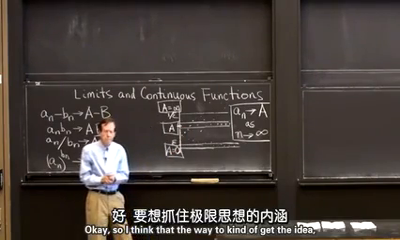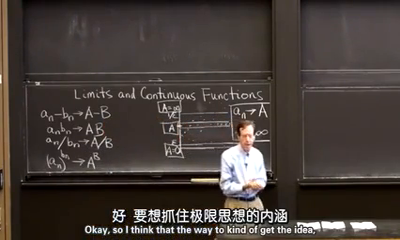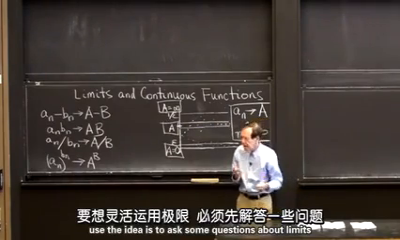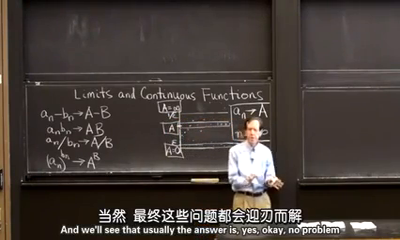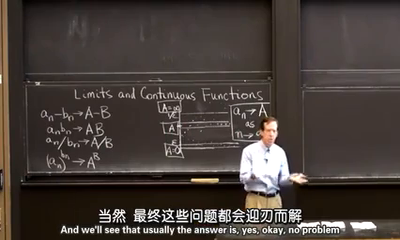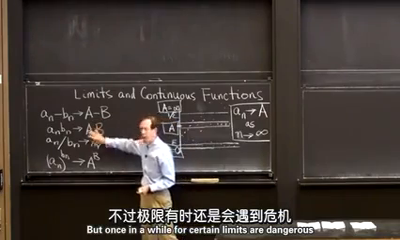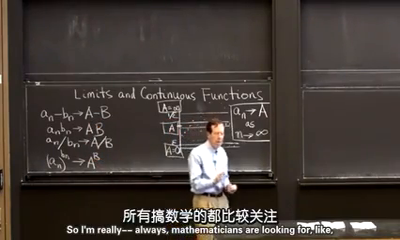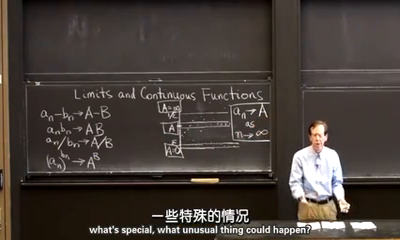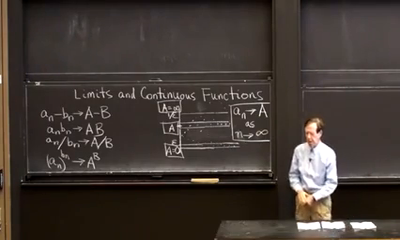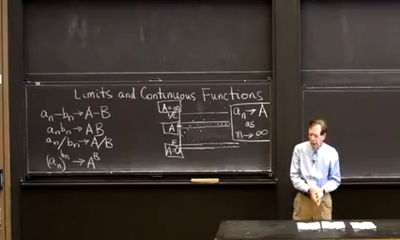Okay, so I think that the way to get the idea, use the idea, is to ask some questions about limits. And we'll see that usually the answer is yes, okay, no problem. But once in a while, certain limits are dangerous. So mathematicians are always looking for what's special? What unusual thing could happen? Because the truth is, limits are ordinarily rather boring.